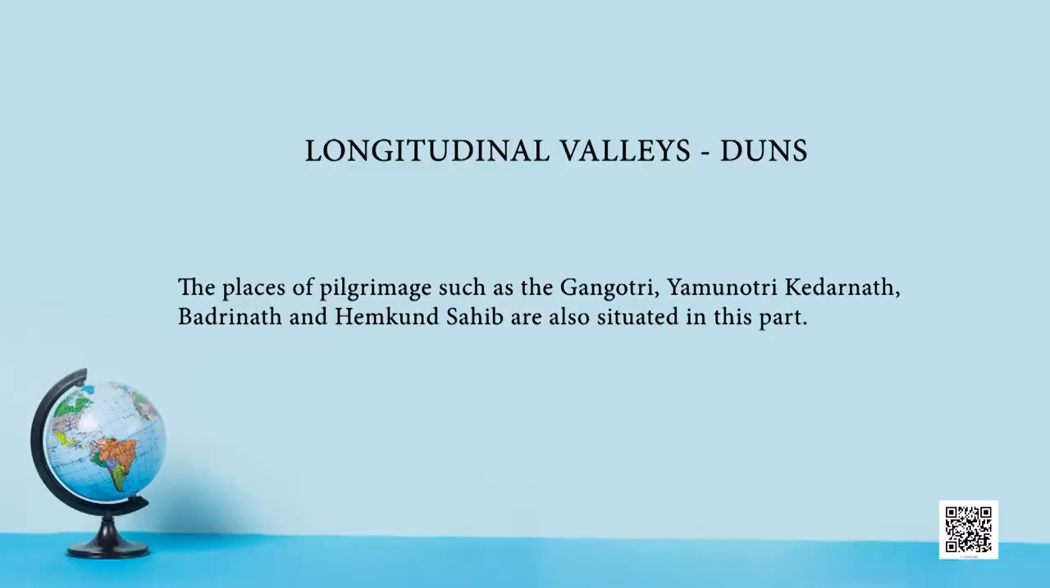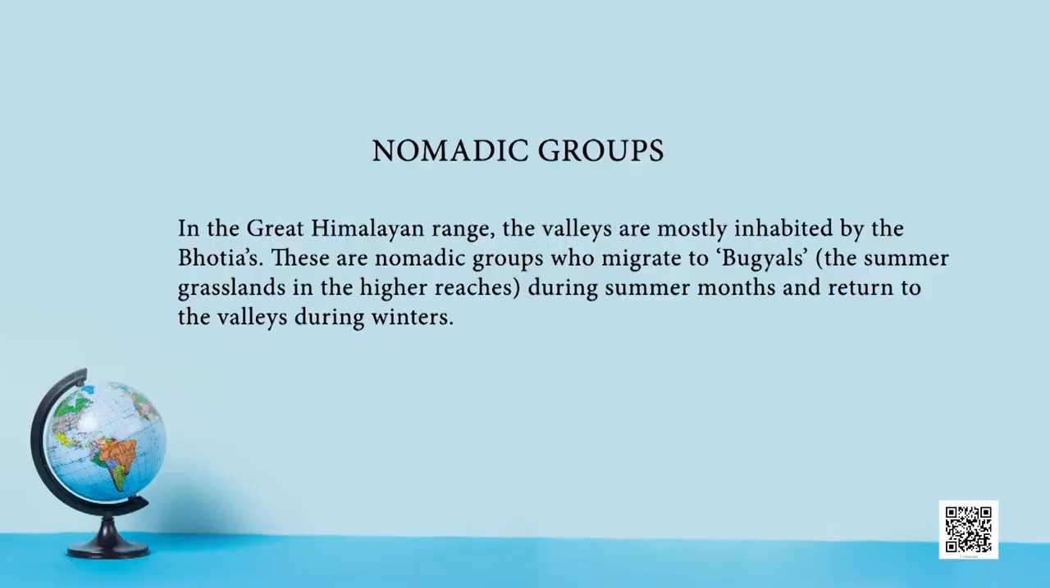The places of pilgrimage such as Gangotri, Yamunotri, Kedarnath, Badrinath and Hemkund Sahib are also situated in this part. There are certain famous nomadic groups also located here. In the Greater Himalayan region, the valleys are mostly inhabited by the Bhotias. These are the nomadic groups who migrate to Bugyals, the summer grasslands in the higher reaches during summer months and return to the valleys during the winter months.